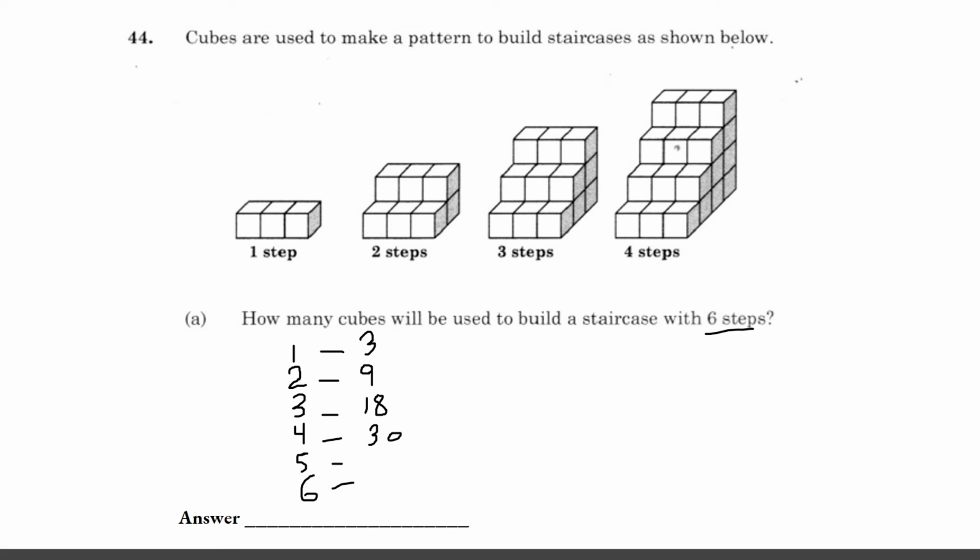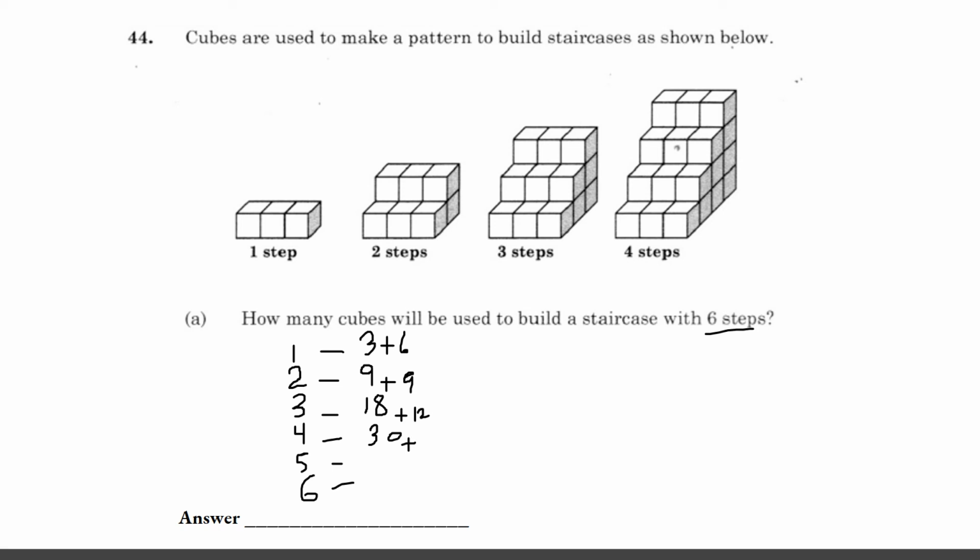So to go from 3 to 9, what we did, we add 6, then we're going to add 3 more each time, okay? To get 18, we add 9. To get 30, what did we do? We add 9 plus 3, which is 12.